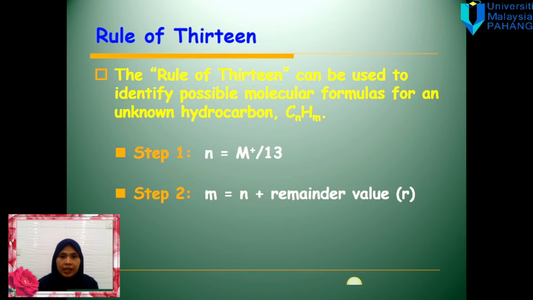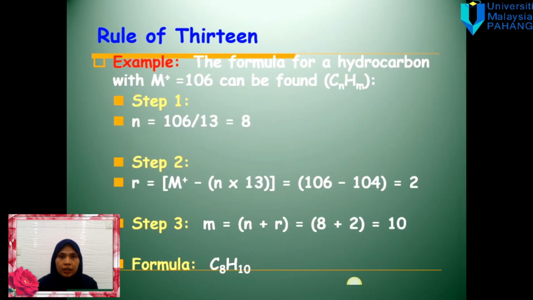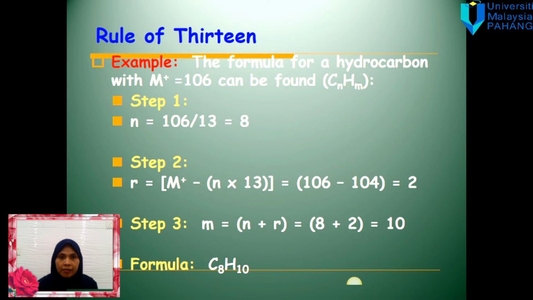Step 1: n is equal to M+ divided by 13, because this is the Rule of 13, so we have to divide by 13. The next step is to find the value of m. m is equal to n plus the remainder value, R. For example, I give here how to determine the molecular formula of a hydrocarbon with M+ of 106.